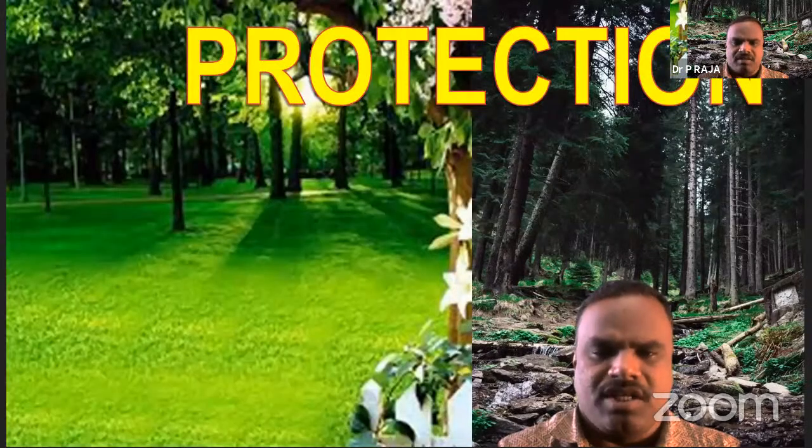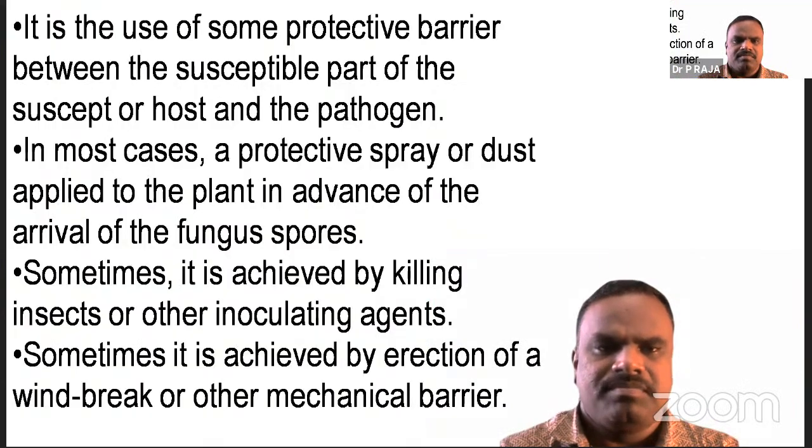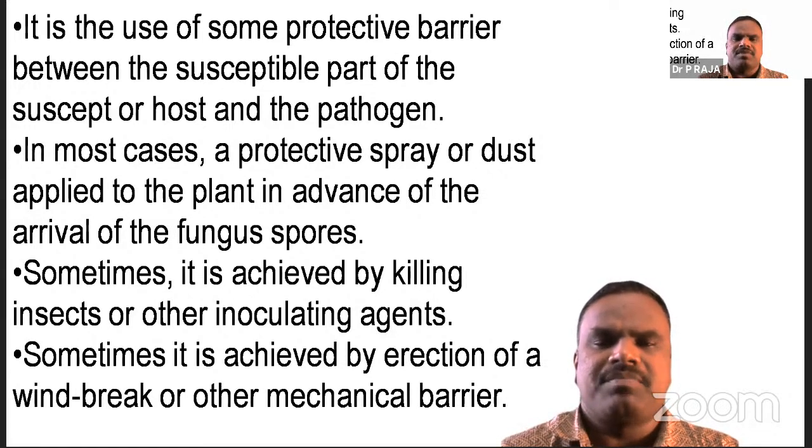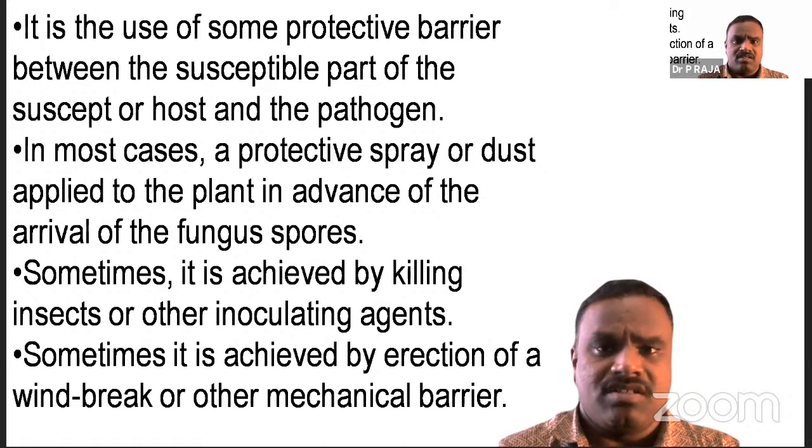And then protection. The next one is protection. It is the use of some protective barrier between the susceptible part of the host and the pathogen. Say, for example, you are cultivating 2 different medicinal plants in an area. In between, you can grow some barrier crops.